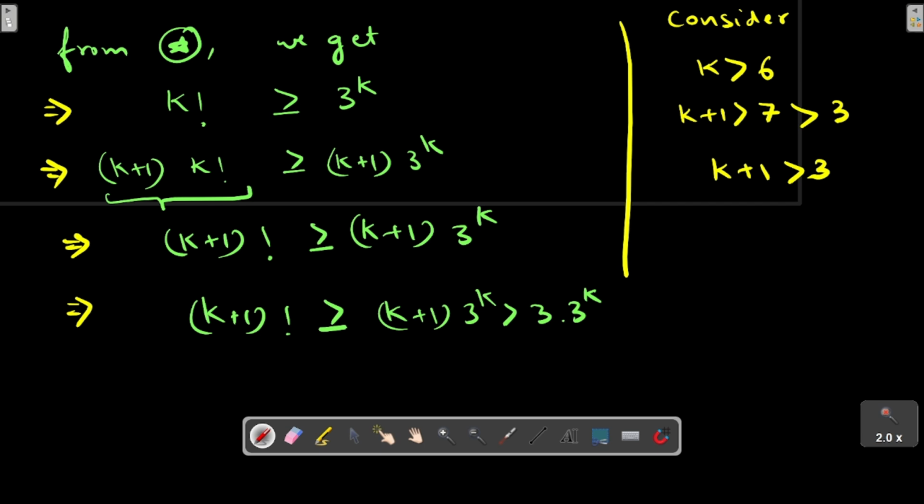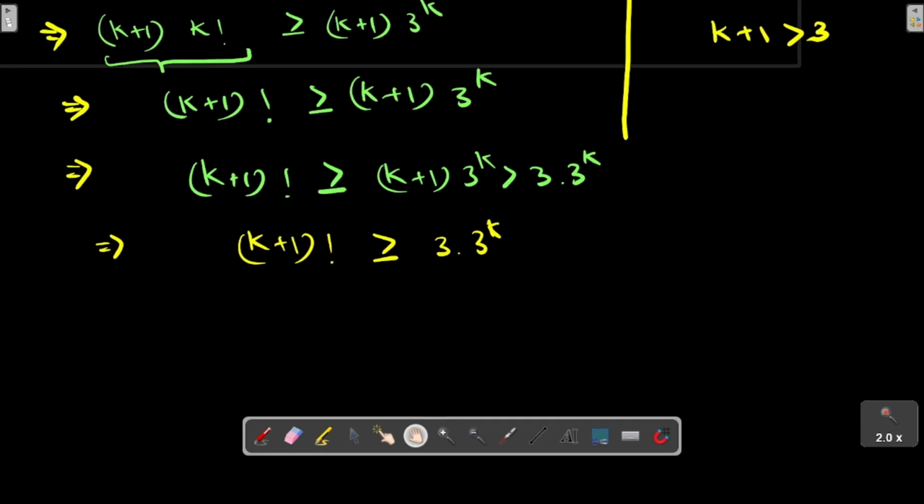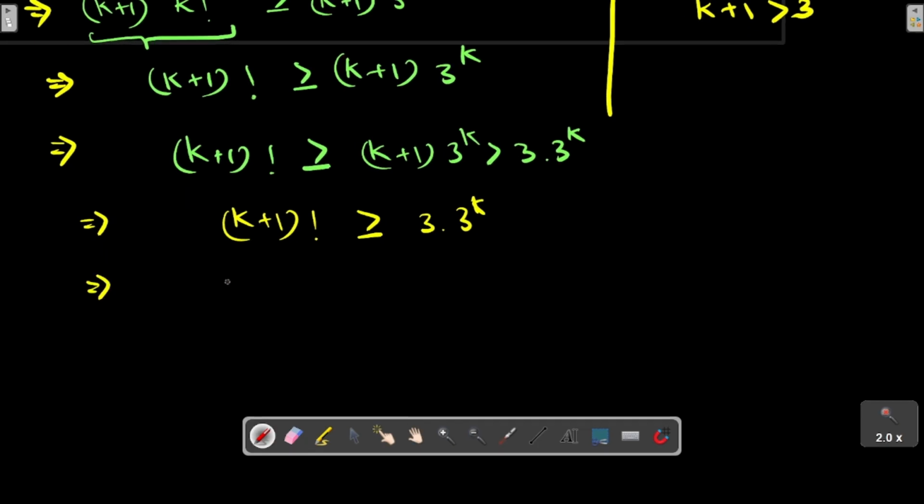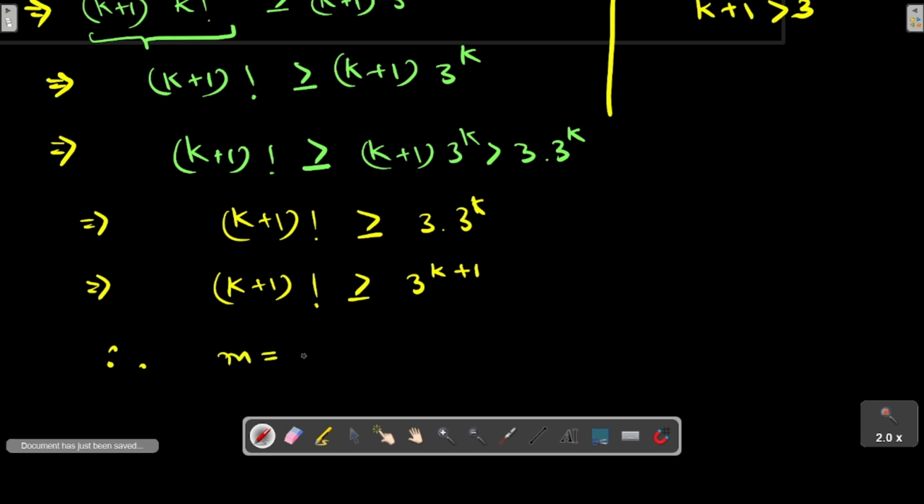Now let's take it together. So what does it give me? k plus 1 factorial is greater than or equal to, if you put equal to, it doesn't affect, it's an additional thing. Now 3 times 3 to the power of k, what does it give you further? k plus 1 factorial is greater than 3 to the power of k plus 1. Therefore, m is equal to k plus 1 is true.